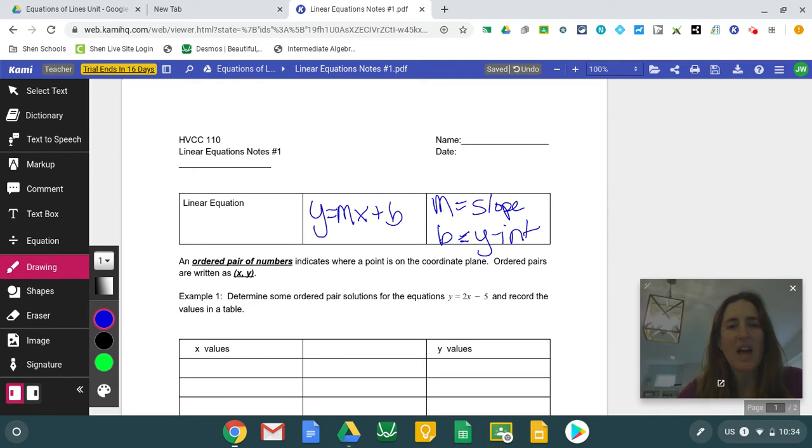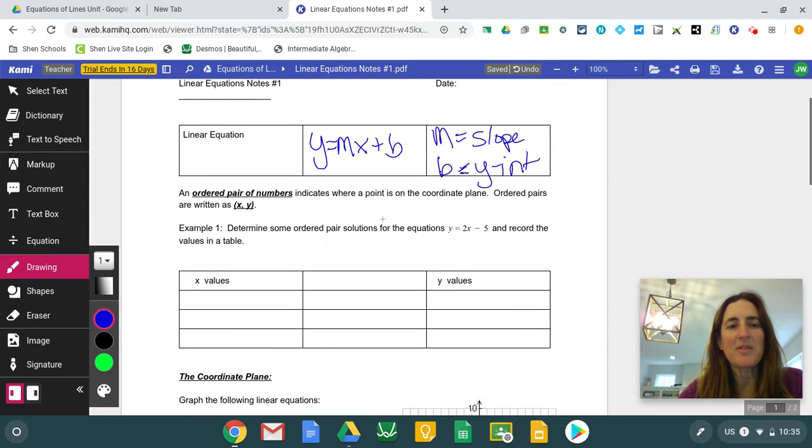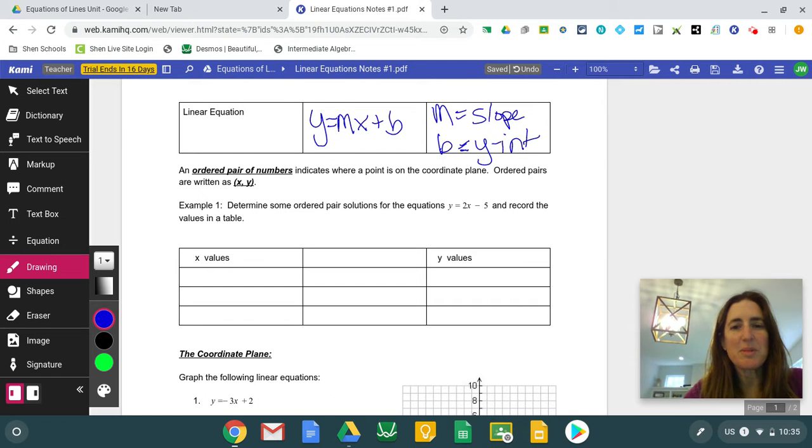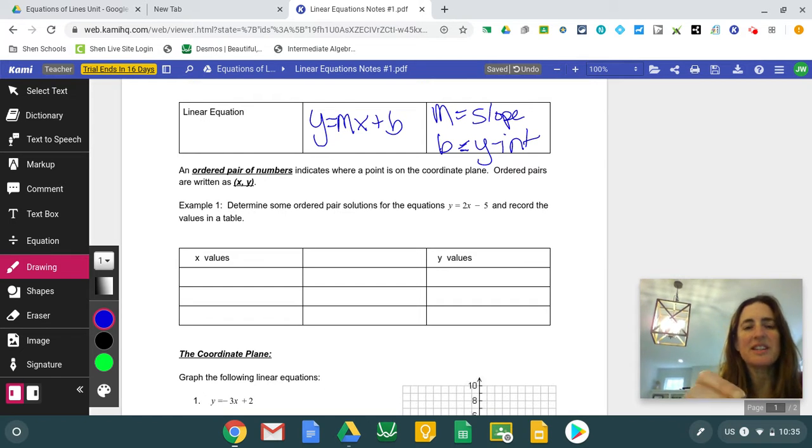So lines are made up of a set of ordered pairs. And ordered pairs come in the form of x and y. So we can determine some ordered pairs if we make a little nice table of values. So our x values are what we're going to start with. Our equation would go in the middle of our table. And we're going to pick some values for x, substitute them in, and find the value of y.